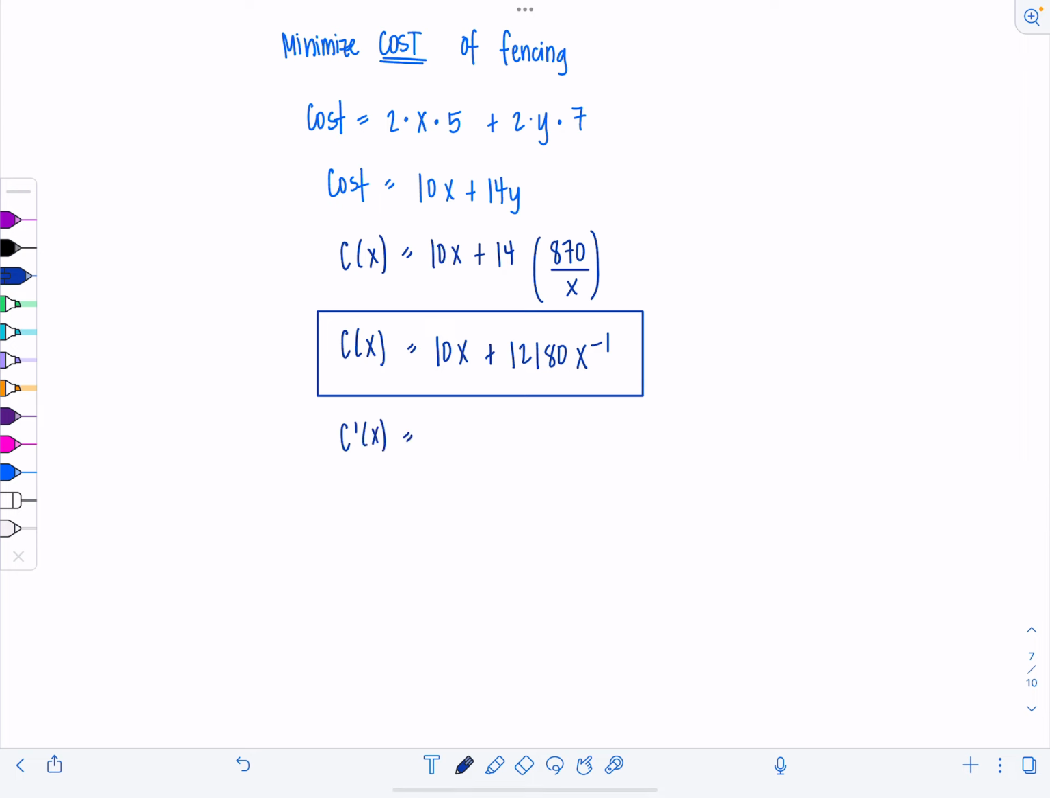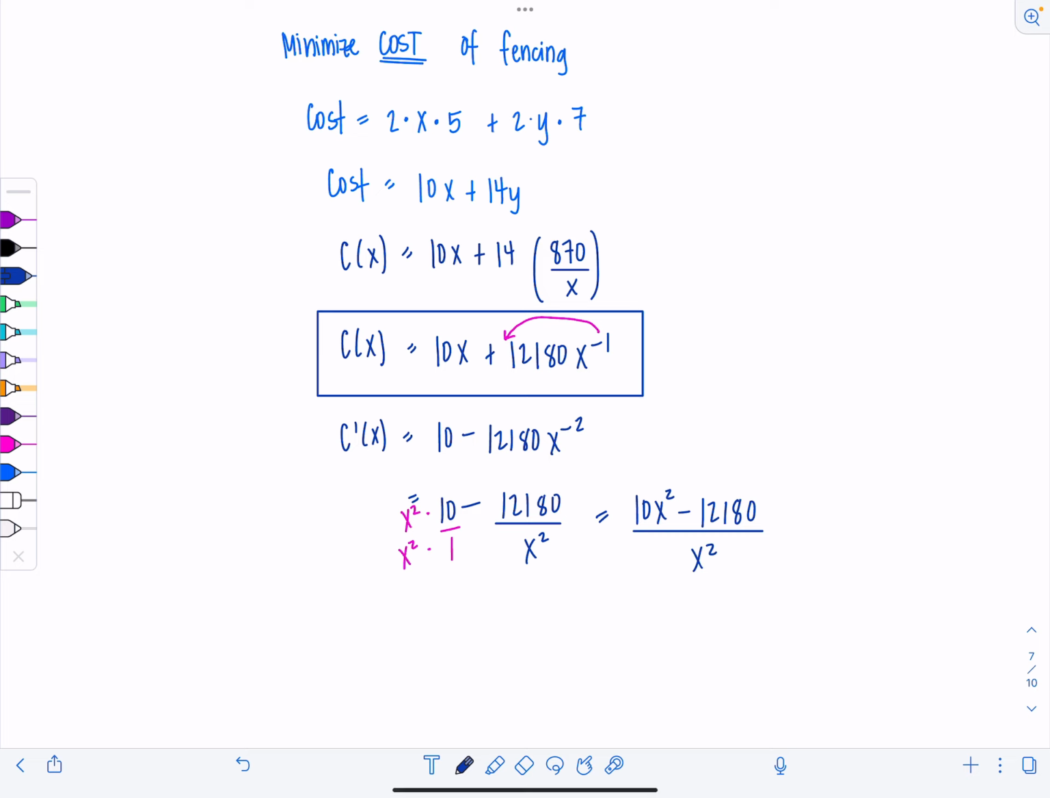So C prime of X is going to be 10. Then remember, this exponent comes down in the front, so then we'll have minus 12,180 X to the negative second. Good. Now, to get our critical values, usually we want to put all our variables with negative exponents in the denominator and then get a common denominator. This is very important when you do graphing problems. When you do optimization, usually you don't need to be so precise, but I'm just going to do it so you guys keep up good habits, okay? So here's my derivative.